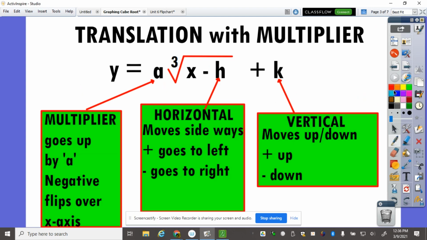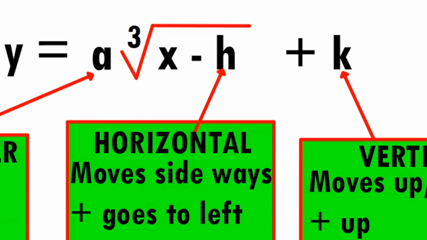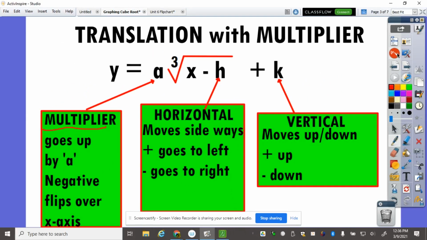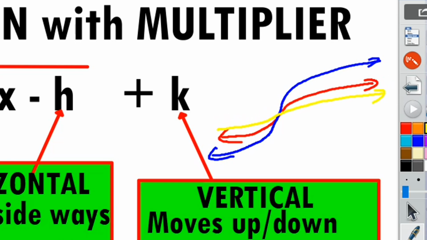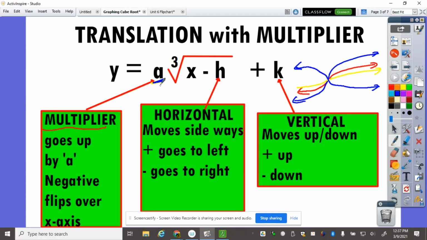translation occurs here. When you have y equal to a, the multiplier, this is the one that tells us how much it goes up or down. Sometimes our graph will be as flat as normal. Sometimes it goes a little steeper, like that. Or sometimes it gets compressed. So the a dictates that one. And sometimes it reflects over the x-axis. It goes something like this. That happens when the value of a is negative.